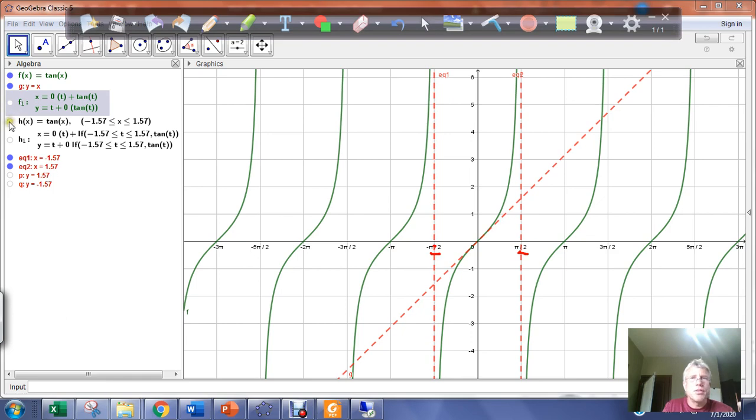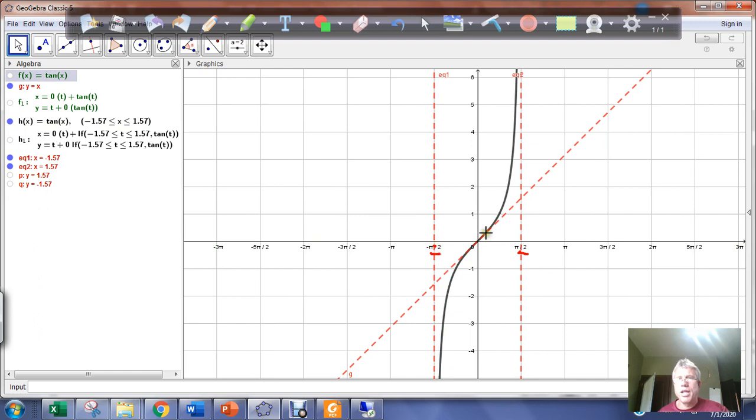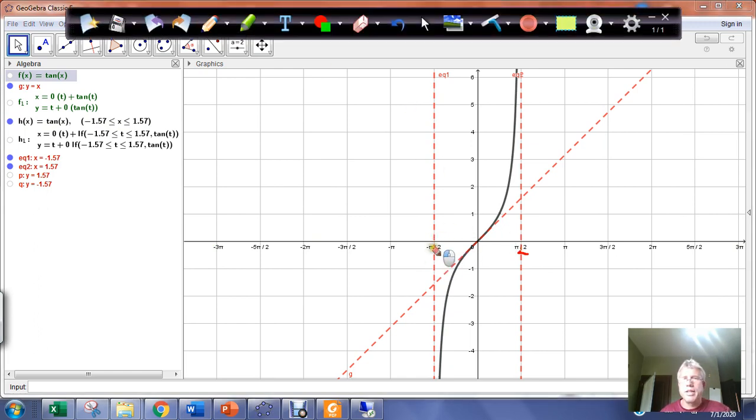horizontal line test. So if I graph just the part of the tangent function between negative pi over 2 and pi over 2, I now pass the horizontal line test, so I have a function that is invertible. I can reflect it in the line y equal x. Before we go any further, though, let's just quickly establish what we already know about the tangent function.